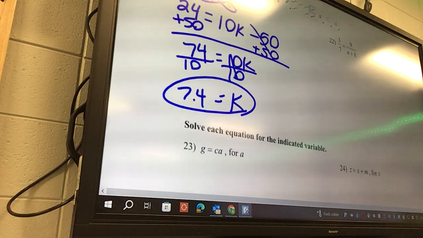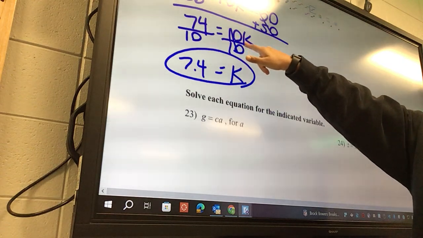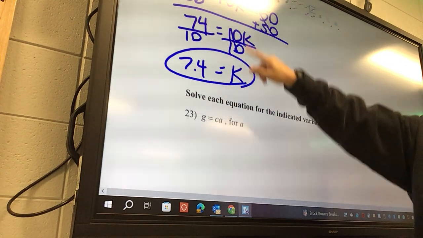Number 23 is literal equations. All that's saying is solve for whatever letter they tell you to. If we look at 24, it says solve for what? X. What does 23 say? Solve for A. So what is next to A, on the side that A is on? C. How do I move something when they're right next to each other? Look at these two right next to each other. How did I move it? We have to divide it.